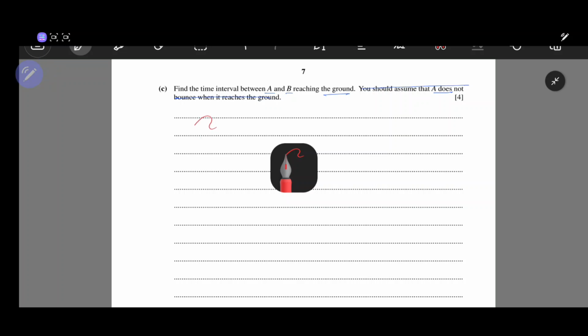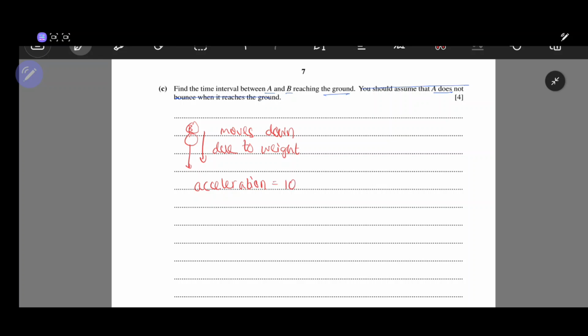So we know that even after they collide, A has a velocity downwards. B, despite being at an instantaneous rest, will eventually move downwards because of its weight. So the only force is the weight, so the acceleration will be equal to 10. And the distance they're moving downwards is 20 meters. So we have a height, we have the acceleration, we have the initial speeds of both. For B it was 0, and for A it was 4.5 meters per second.